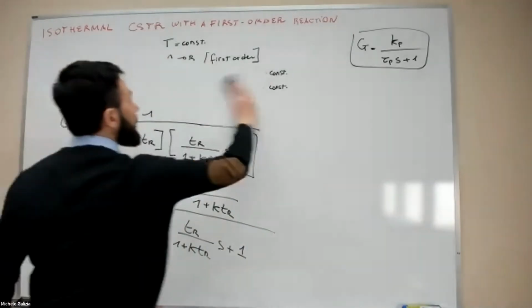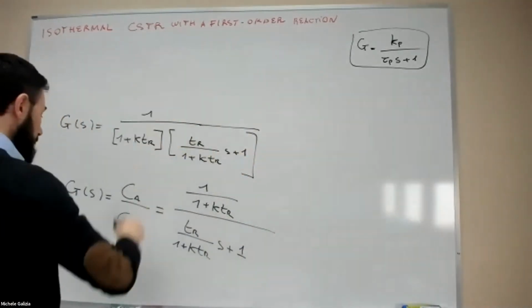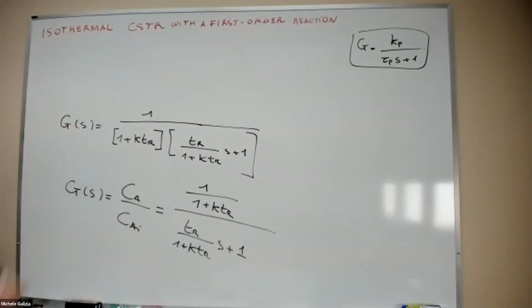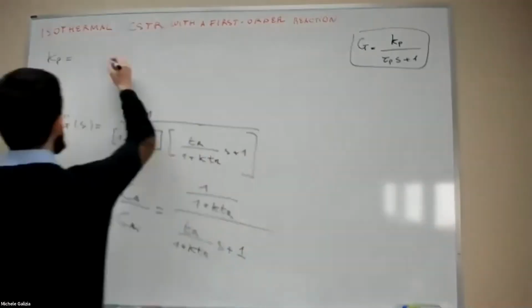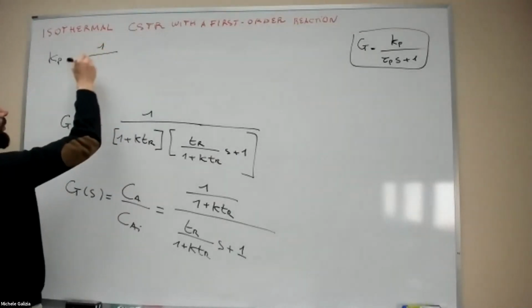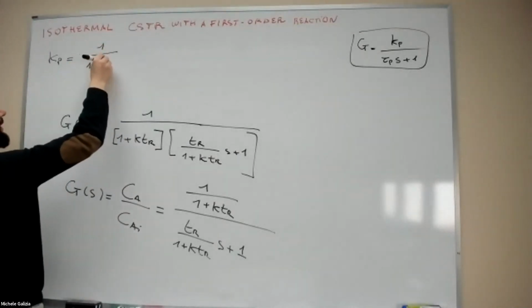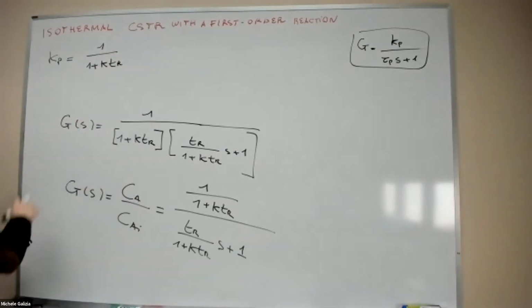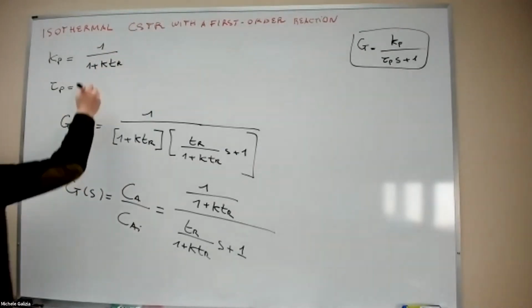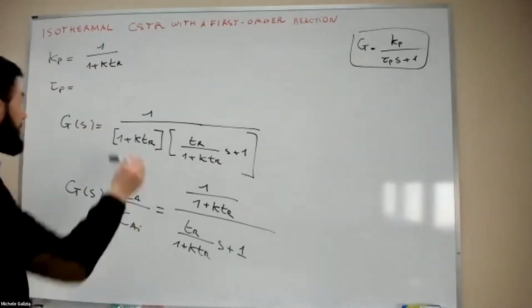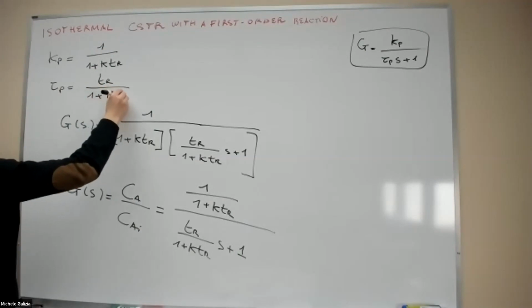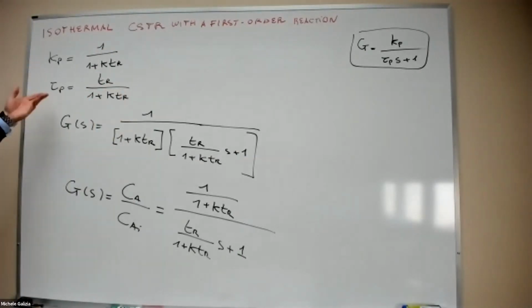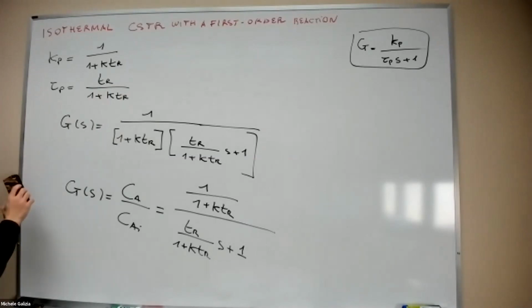So now, question for you, who is KP and who is tau P? Who is KP? Please wake up. Who is KP? Okay, it is 1 over 1 plus KTR. Who is tau P? Okay, TR over 1 plus KTR? Yes. TR divided by 1 plus KTR. KP and tau P. So this is a first order system.